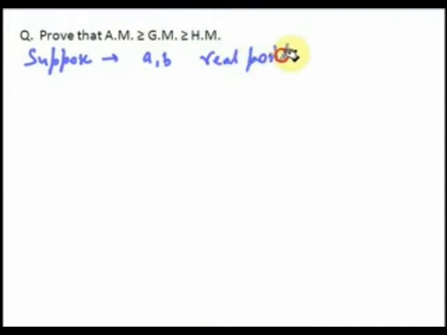So we know that arithmetic mean, geometric mean and the harmonic mean between two given terms a and b are in geometric progression. Now we have to prove that arithmetic mean, geometric mean and the harmonic mean have a certain relationship, that arithmetic mean is always greater than or equal to geometric mean and geometric mean is always greater than or equal to harmonic mean. Suppose there are two given terms a and b, these are real, positive.